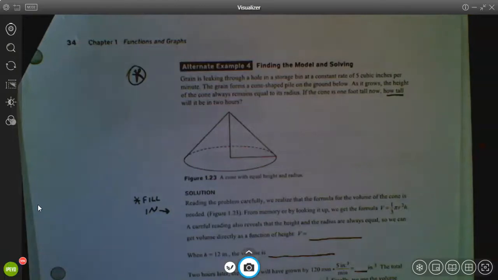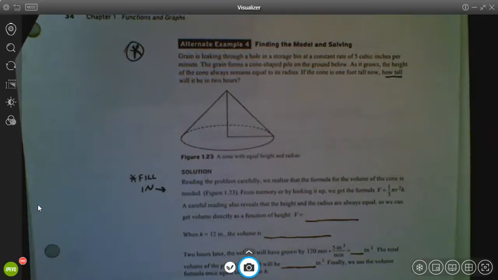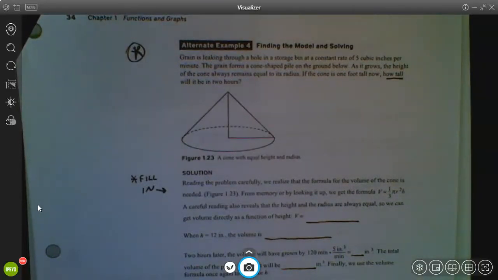Alrighty, last one here. So one of the keys on these is just reading very, very carefully. So what they're talking about is this cone here represents a pile of grain that's been pouring out of a storage bin. So that is a pile of grain right there. It's been pouring out at a rate of 5 cubic inches per minute.